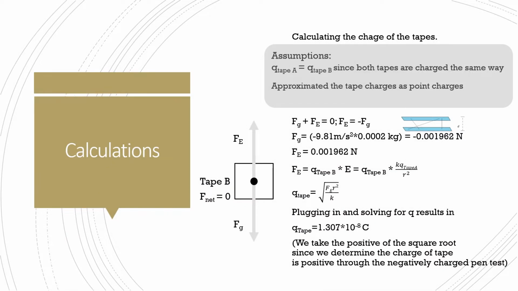For our calculations, we had to assume that the tapes had the same charge because we created them the same way, and we also approximated the tape charges as point charges to make it easier to calculate. Because we knew that the force of gravity and the electric force canceled out, they had to be equal to each other, so we can expand those equations and then solve for Q. What that gives us is that the tape has a charge of 1.307 times 10 to the negative 8 coulombs.